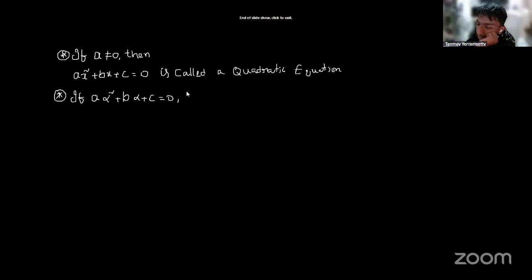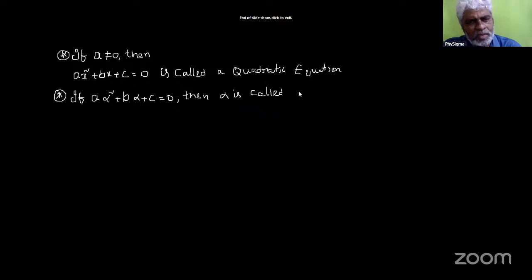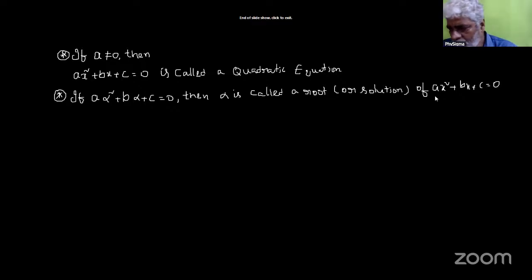Then alpha is called a root or solution. It has two names. Root or solution of ax square plus bx plus c is equal to 0. Whatever number or value takes the place of x, that number or that value is called its solution, right?